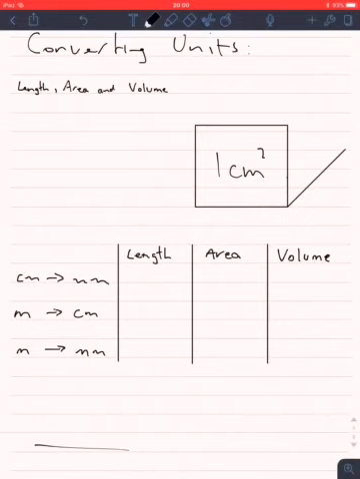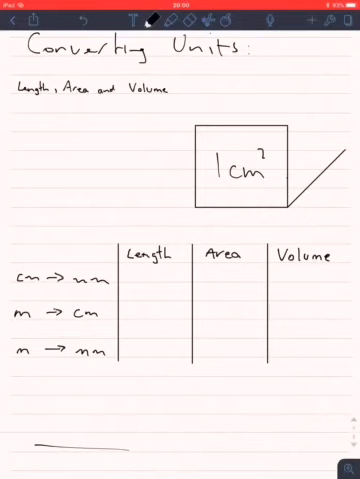Hi, we're just having a look at converting units of length, area and volume. This is metric conversions. I've drawn an outline of a cube here. You can see the front face I've marked as 1 centimetre squared. So the first thing to look at is converting centimetres to millimetres.